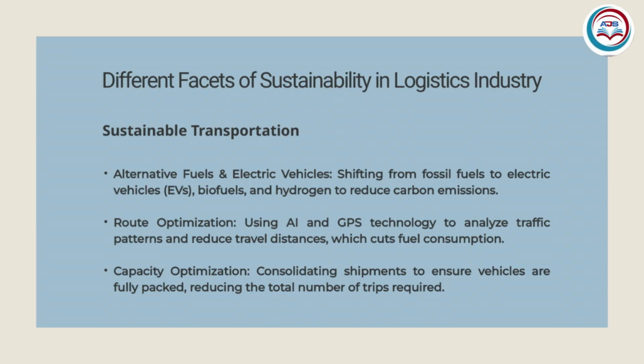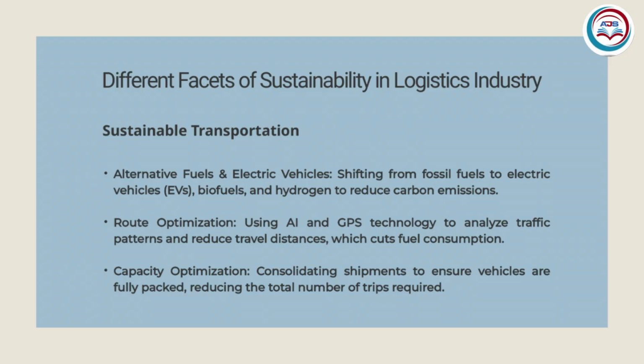Next, we have route optimization. By leveraging AI and GPS technology, we can analyze traffic patterns and identify the most efficient routes. This not only shortens travel distances, but also reduces fuel consumption, saving costs and lowering our carbon footprint.